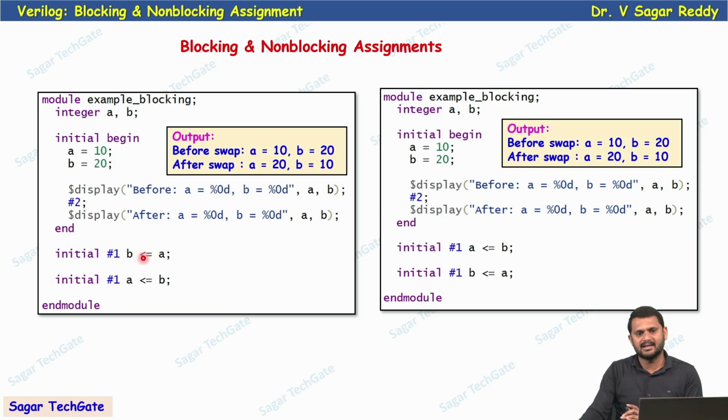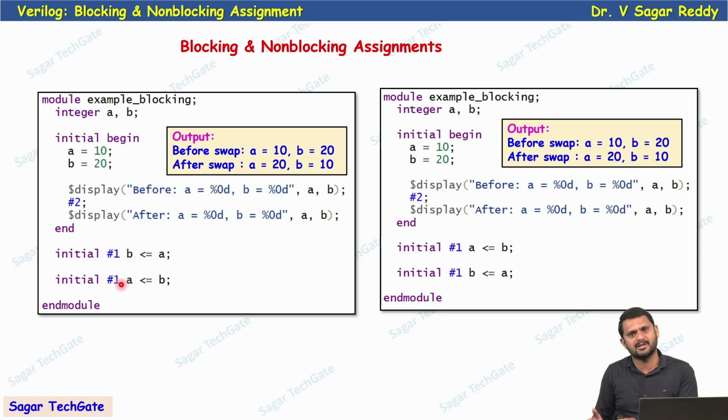Clear? Now B less than or equal to A. What is the A here? A value, how much? 10. So we read the value of A. You are evaluating this expression, which means here we read the value of A. I said 20, but we won't assign to B immediately. We are assigning at the end of the current time step. So till 0 simulation time, now we are at the first time step. Yes or no?